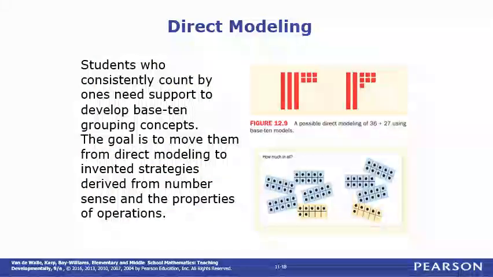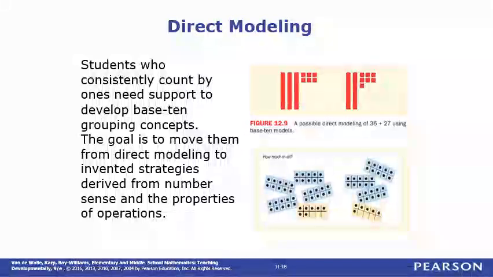Direct modeling is the first technique that you want to demonstrate to students and which they in turn will employ to solve problems. Direct modeling is the use of manipulatives or drawings along with counting to directly represent the meaning of an operation or story problem. So the figures on the slide here show 2 instances of 36 plus 27 in the first one, and then 47 plus 36. Now students who consistently count by ones need support to develop base 10 grouping concepts, just like we talked about in the last chapter.